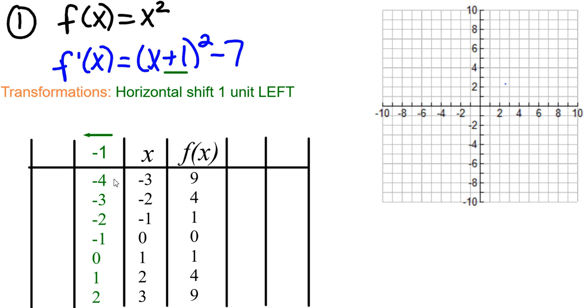So if we're at -3, it's now at -4. -2 is now -3. -1, -2, and so on. Everything is being moved to the left 1 unit from where it was before.